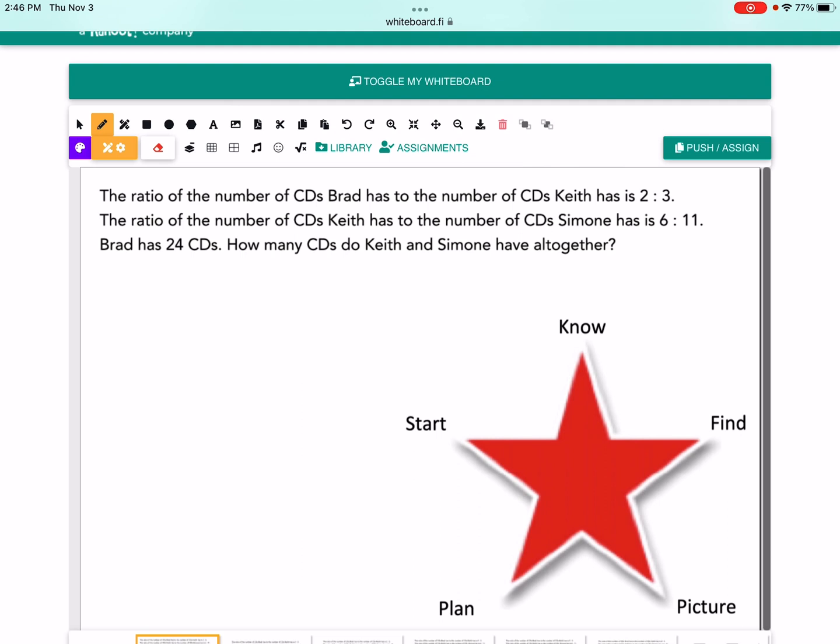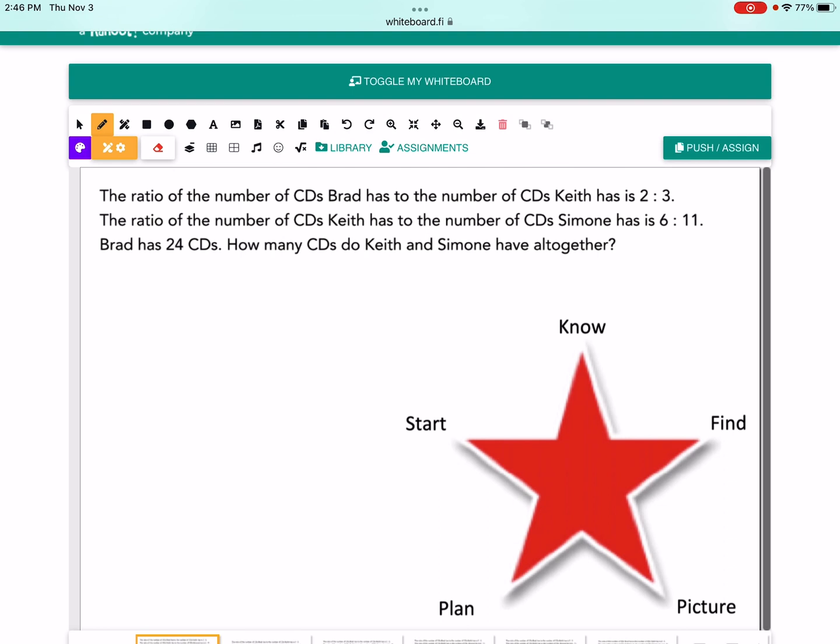As you can see, the ratio of the number of CDs Brad has to the number of CDs Keith has is 2 to 3. And the ratio of the number of CDs Keith has to the number of CDs Simone has is 6 to 11. Brad has 24 CDs. How many CDs do Keith and Simone have altogether?